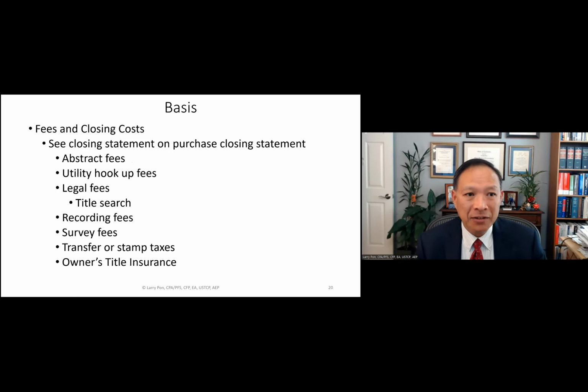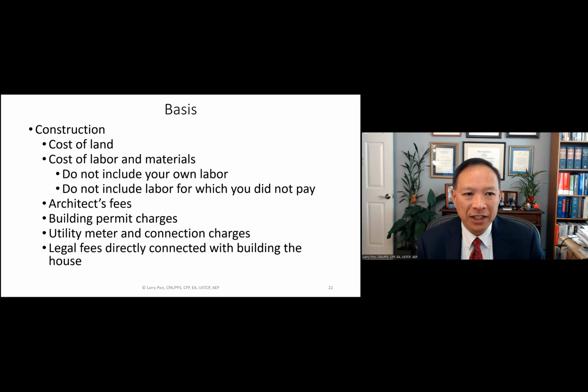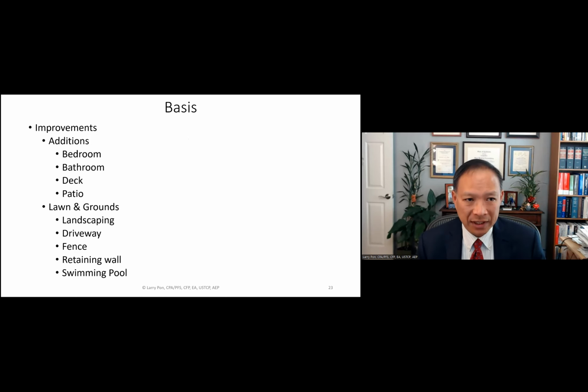So basis includes the fees and closing costs, all the fees, the legal fees, title search, recording fees, and all that. Now, there's some fees that would not count towards the basis: insurance premiums for fire, rent, utility charges, mortgage insurance premiums, mortgage interest, real estate taxes, homeowners association dues. Construction, cost of land, cost of labor and materials, but not your own labor if you did the work, not the labor you did not pay for. You can't make those numbers up. Hopefully you have documentation. Architect's fees, permits, connection charges, legal fees.